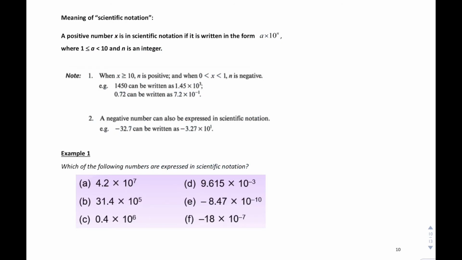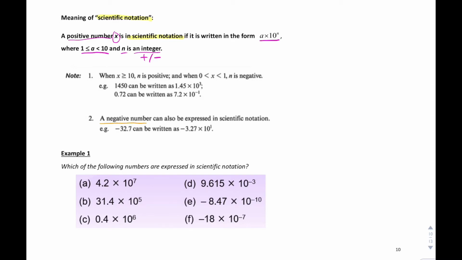After studying a few questions and examples, now let's learn what scientific notation is. When a positive number x is in scientific notation, then it is written in the form of a times 10 to the power of n. Here, a is a value greater than or equal to 1 and less than 10, and n is an integer. That means n can be positive or negative integers.